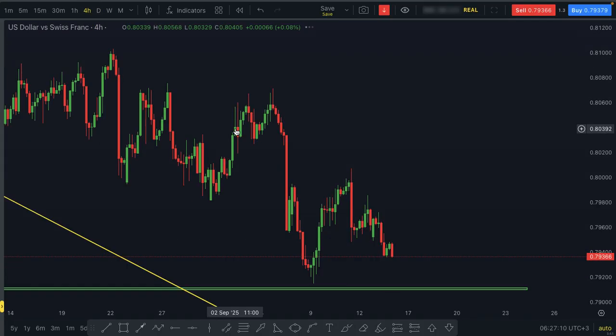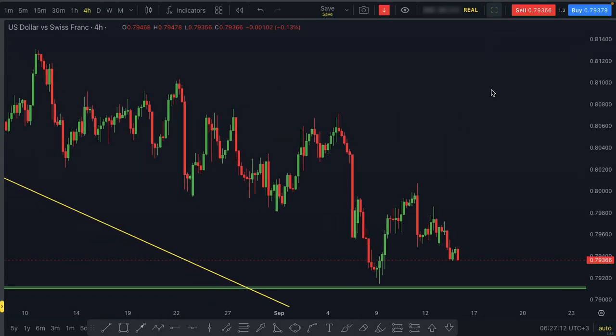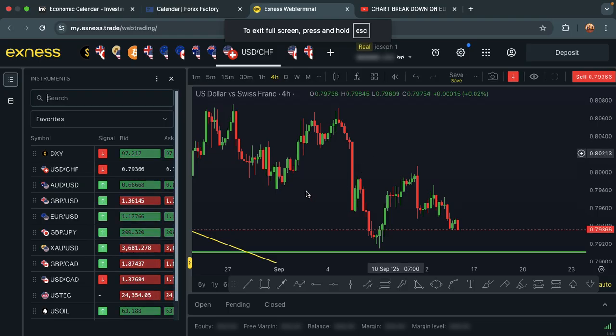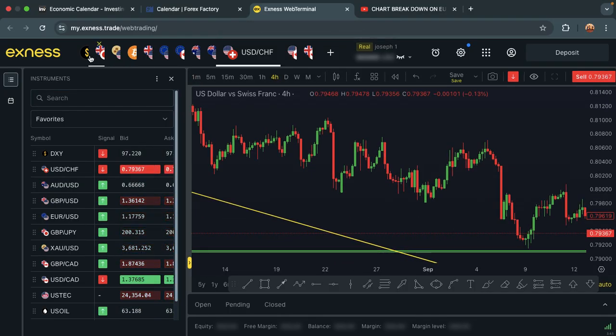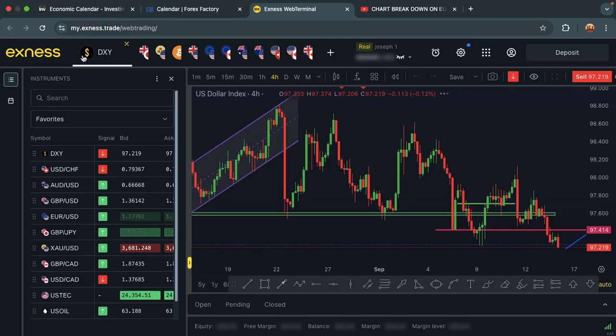I just wanted to give you a quick insight on what I'm expecting with these markets, and possibly we'll make some money this week. We're just waiting patiently to see if we are given these opportunities.